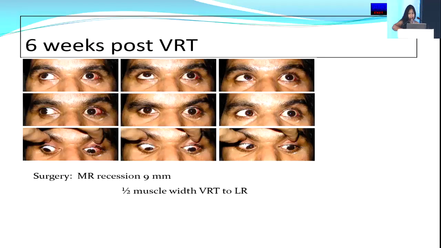If you do a full rectus transposition, you still have a risk of anterior segment ischemia because you need to recess the medial rectus. So you have a choice here to do a partial tendon transposition, or you can do a single muscle transposition. In this case, we did a half-width vertical recti transposition to the lateral rectus along with the MR recession, depending on the tightness.